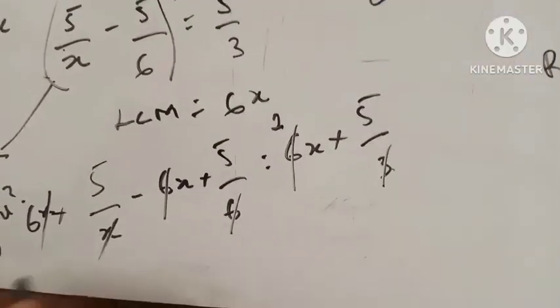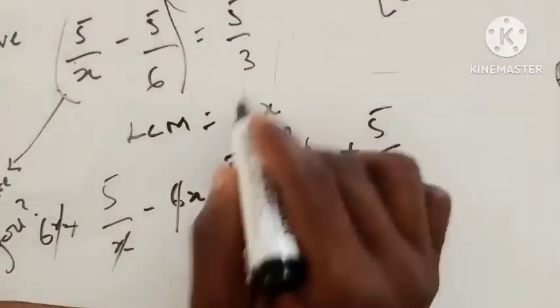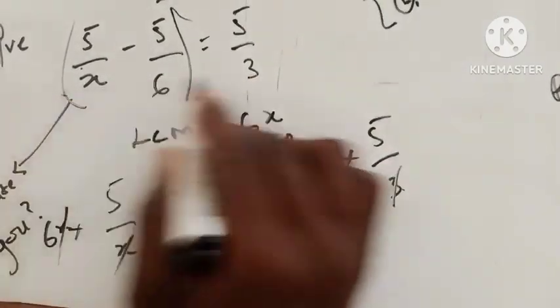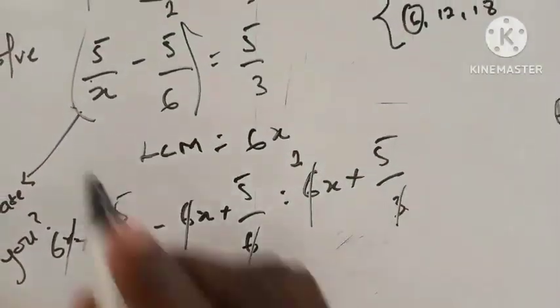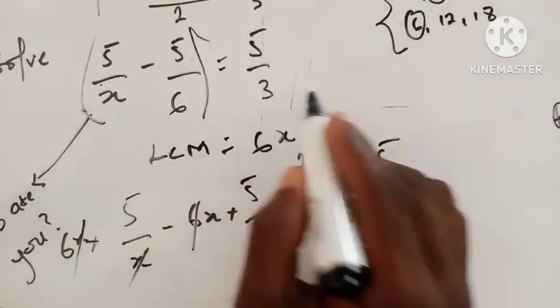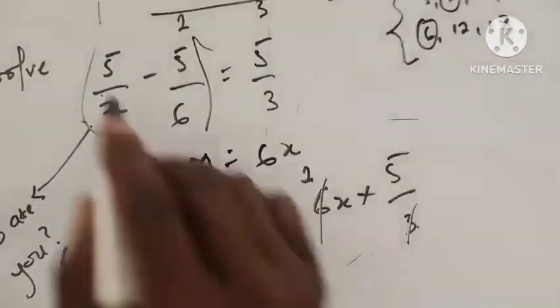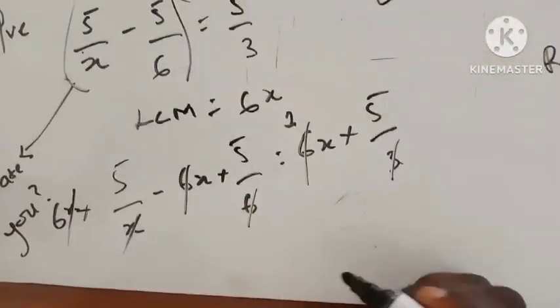So this is the whole idea of multiplying through by the least common multiple among the numbers you have at the denominator. Remember, it's the denominator. Those at the bottom are what we are finding the least common multiple of, not those at the top. Is that okay? Perfect.